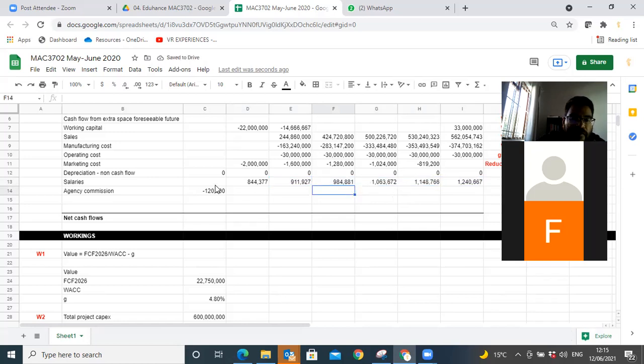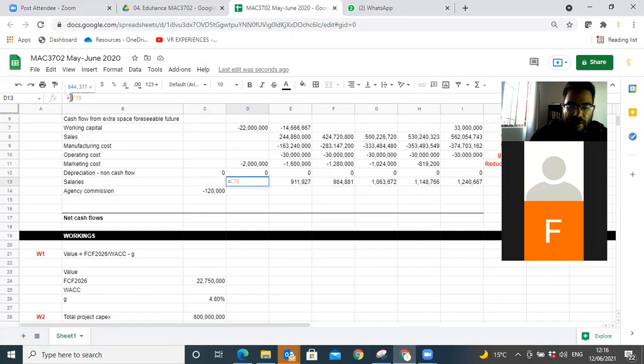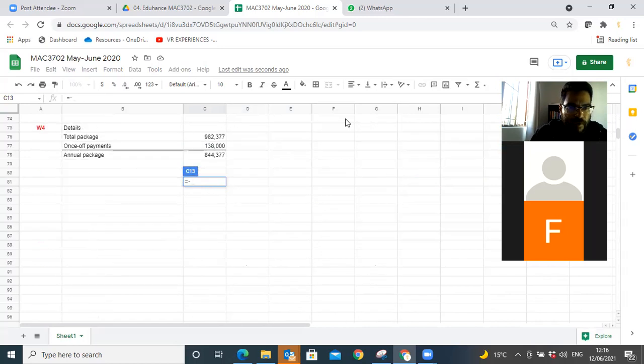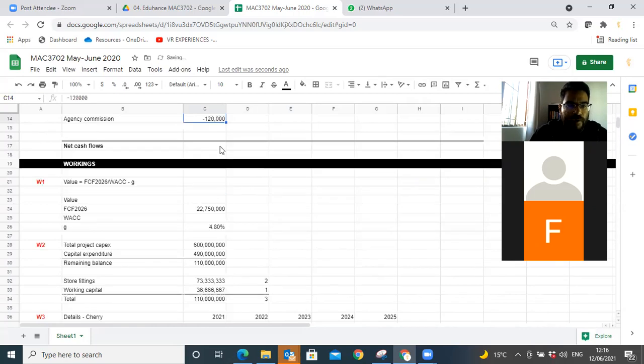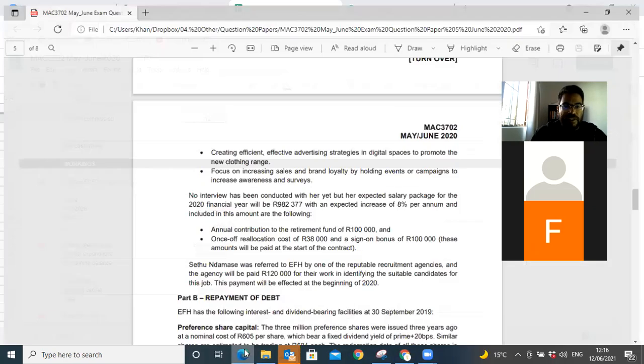Okay. Then remember, at the beginning of 2020, they're going to pay the relocation cost and the sign-on bonus. Because it happened at the beginning of 2020, this is a cost, so it needs to be negative. And the sign-on bonus happens at the beginning of 2020, so therefore we put it into 2019. Okay, so that is our salaries.